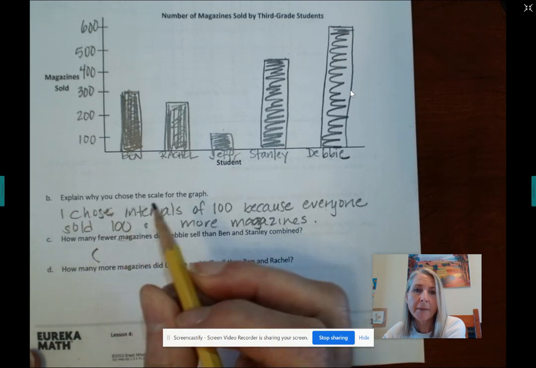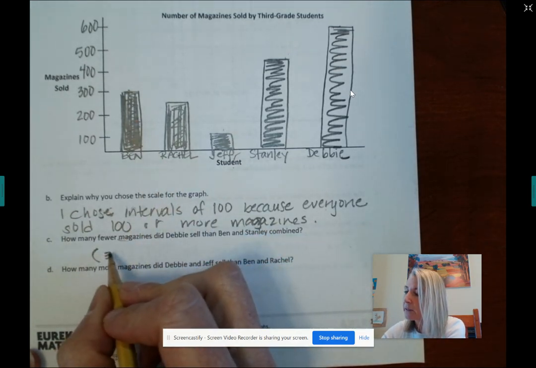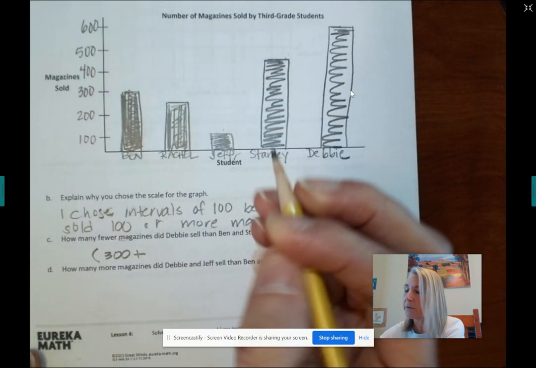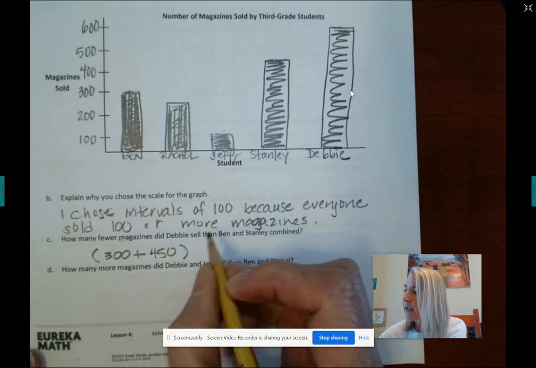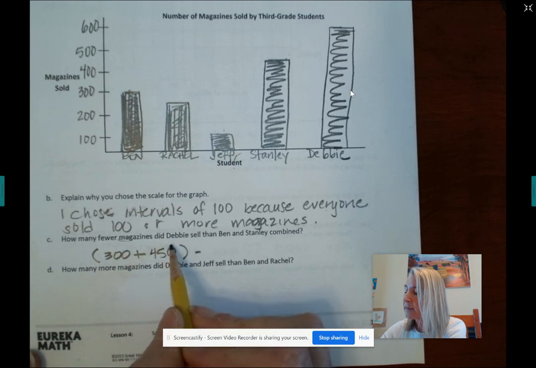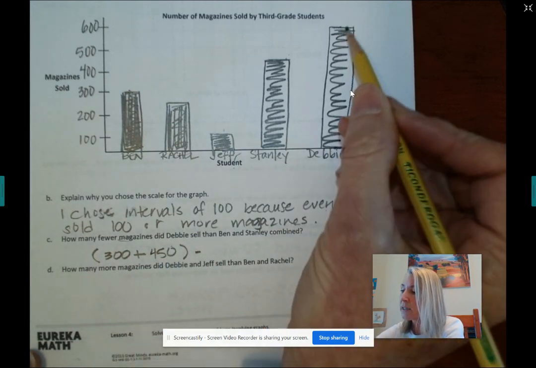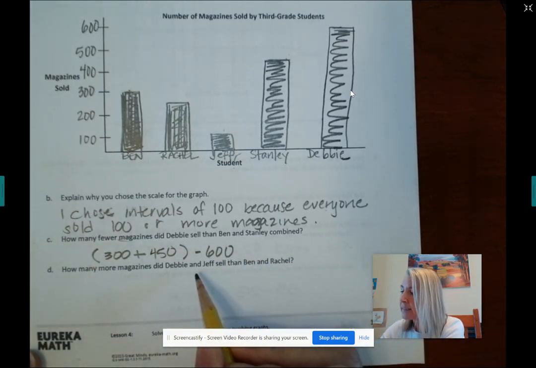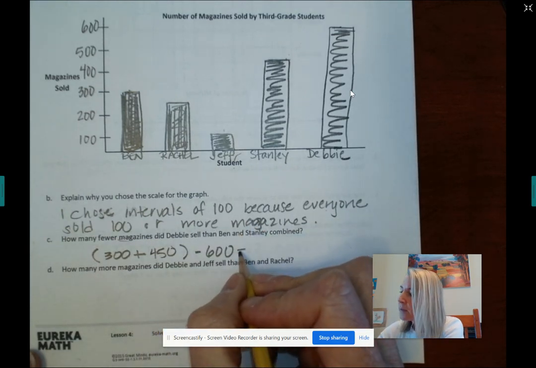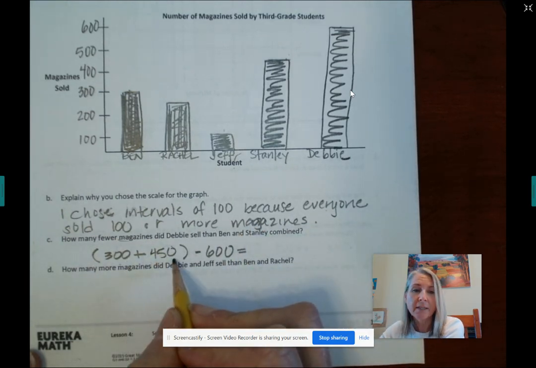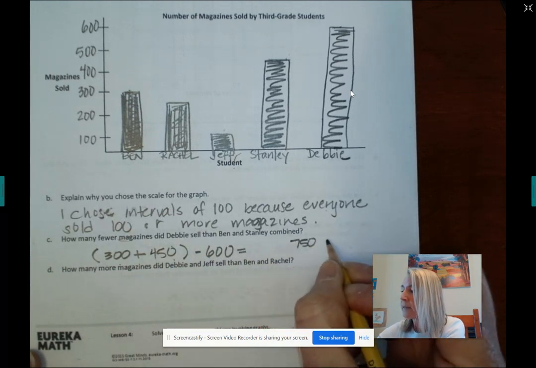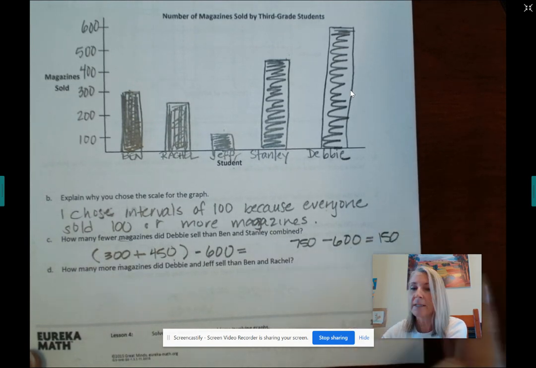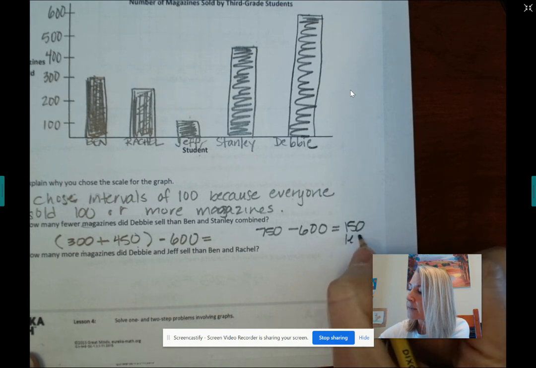So Ben had 300 and Stanley had 450. And then we're going to subtract Debbie because the question is, how many fewer magazines did Debbie sell than these two combined? So 300 plus 450 is 750 minus our 600 leaves us 150 less. Okay.